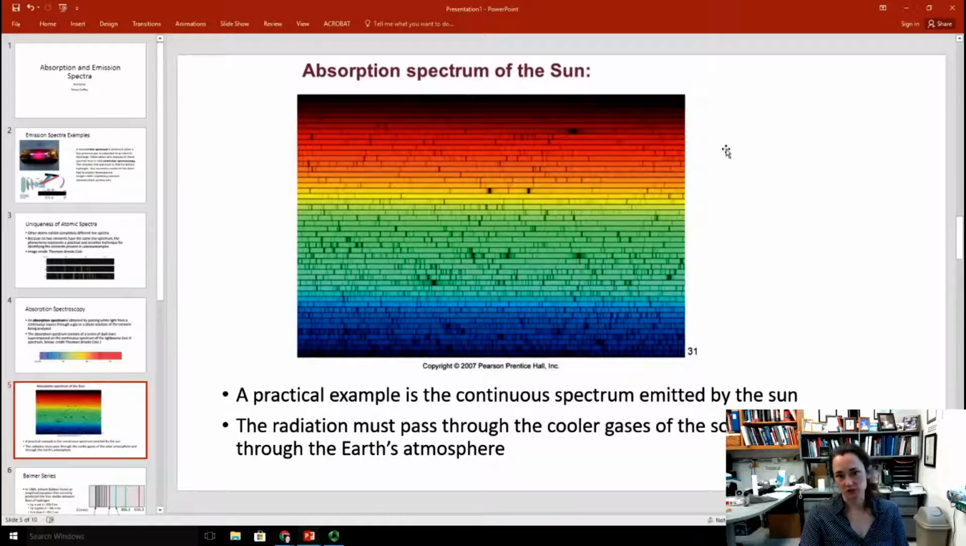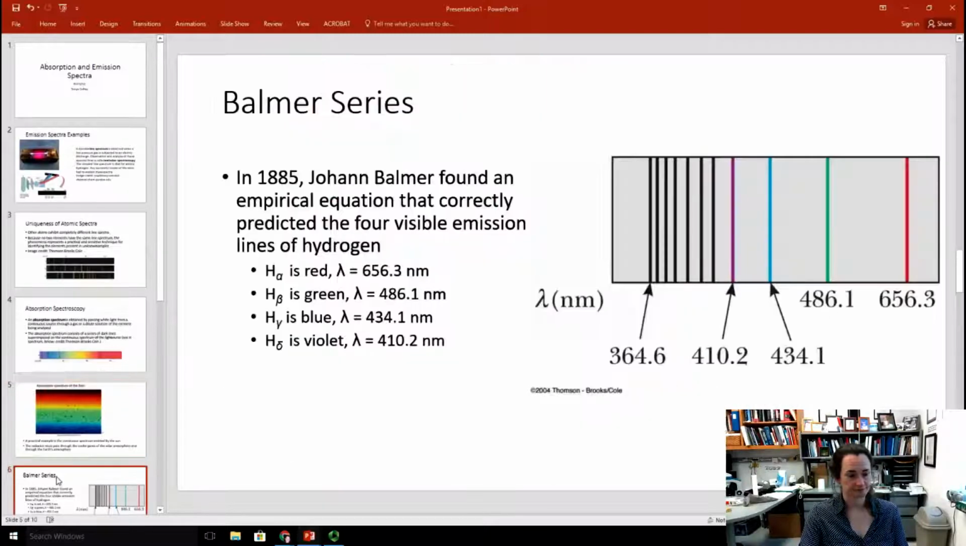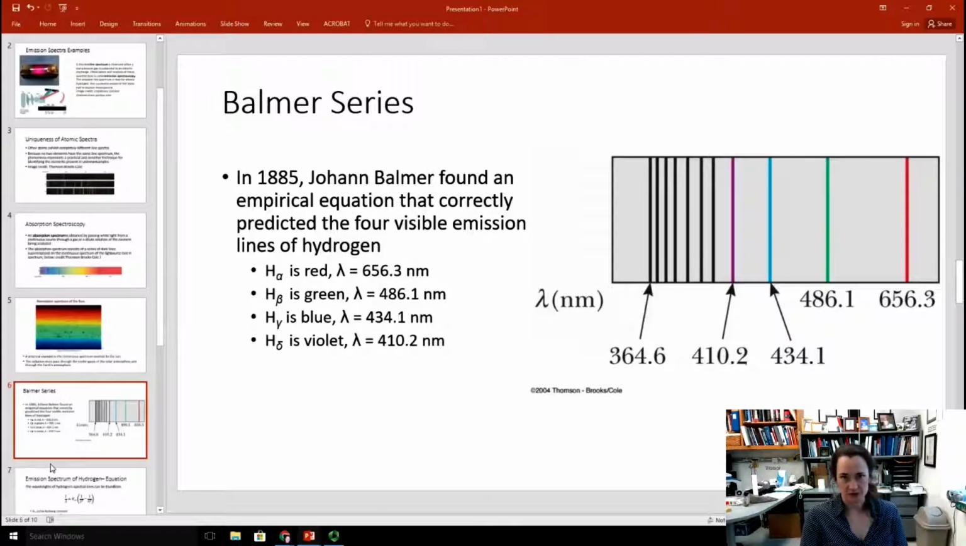This is the absorption spectrum of our sun. And you can see that it's very complex. And there's tons of little tiny black lines within that continuous rainbow there. And that's because the radiation, the white light from the sun, has to pass through the cooler gases of the solar atmosphere and through the Earth's atmosphere. And there's a lot of different elements in those atmospheres that absorb some of the light that comes out of the sun. But back to the hydrogen spectrum.